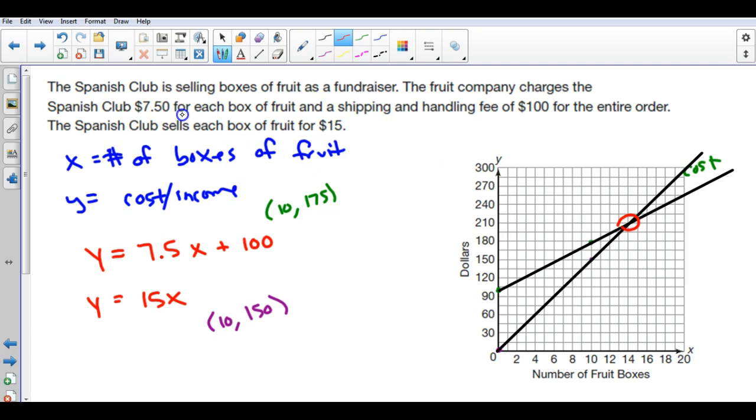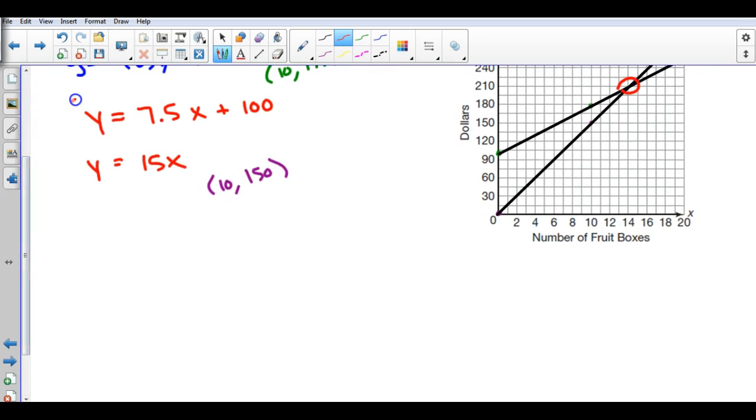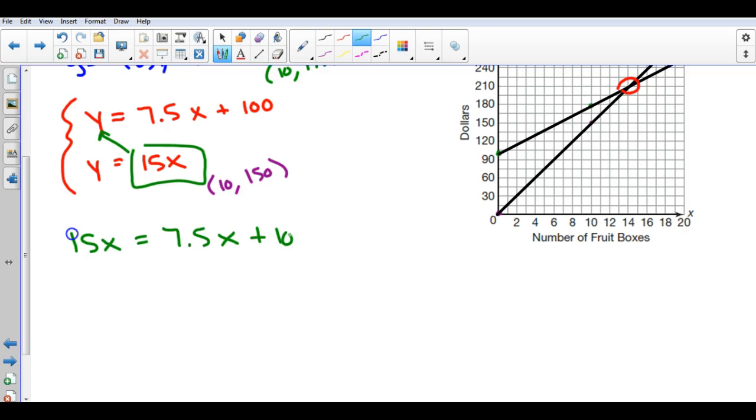Just to recap this, we could actually solve this by substitution. Before I even recap, I'll show you how to do that. If this is my system here and you wanted to solve it, I'm going to use substitution. Since I have 2 y equals equations, I'm going to take this piece right here and substitute it in for y. So I'm going to take the 15x and write it up here: 15x equals 7.5x plus 100.